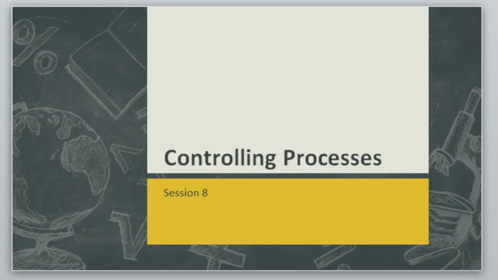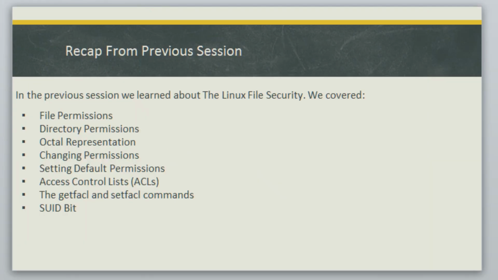Today, we're going to be finishing up with controlling processes. So last session, we went over file permissions, directory permissions, octal representation, changing permissions, setting default permissions, access control lists, the getfacl and setfacl commands, and the set user ID bit, as well as the group ID bit and the sticky bit.